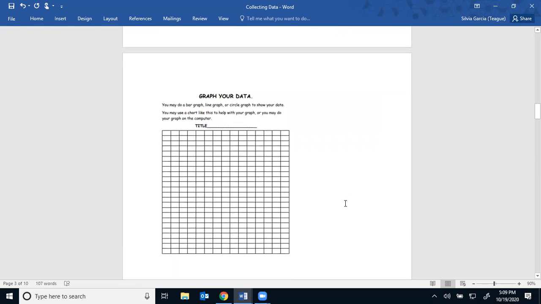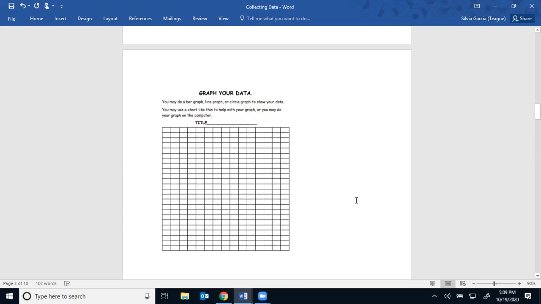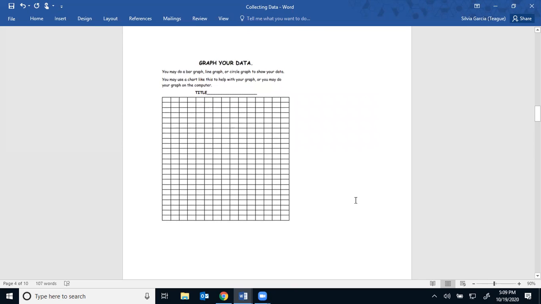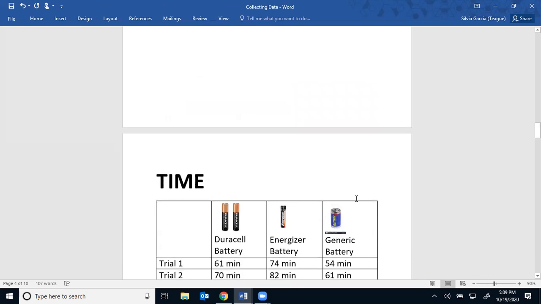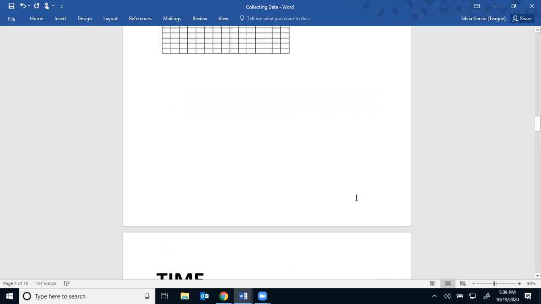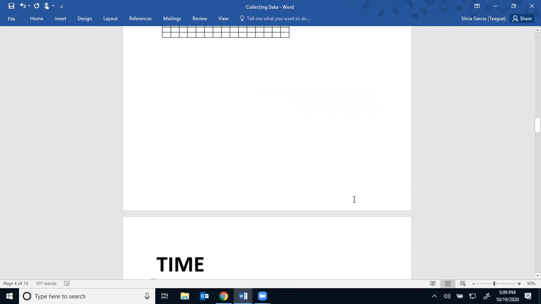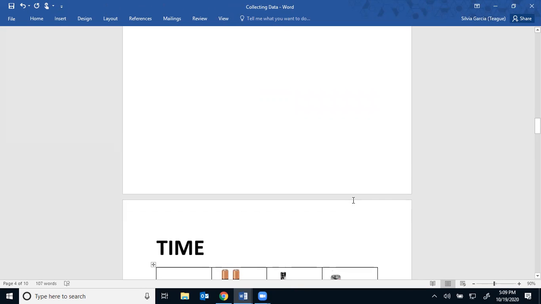Now, this is also where you're going to put your information that you collect, and on this page, you're going to make a graph. It'll have a title, it'll have the axis as well. Let's say that you're doing a science investigation where you're using time as a measurement.